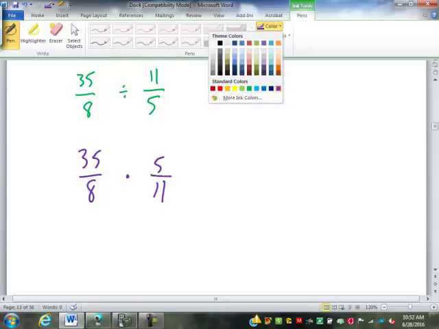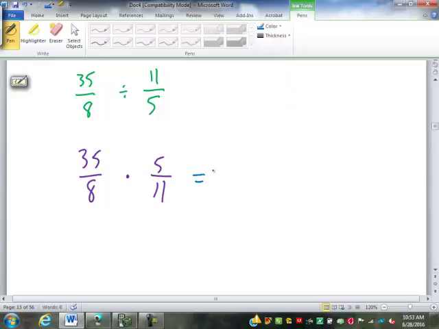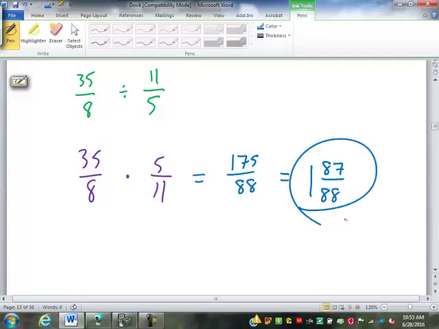So we go ahead and multiply. 35 times 5 is 175. 8 times 11 is 88. 175 divided by 88 goes in there once with 87 pieces left over. So 1 and 87/88. Any questions? Let's have you try one.